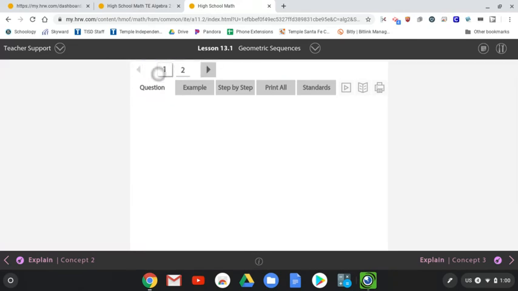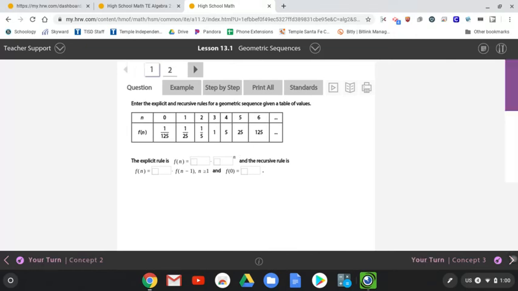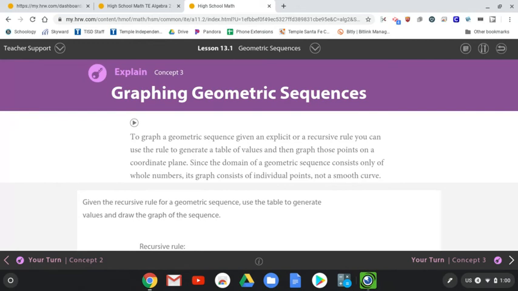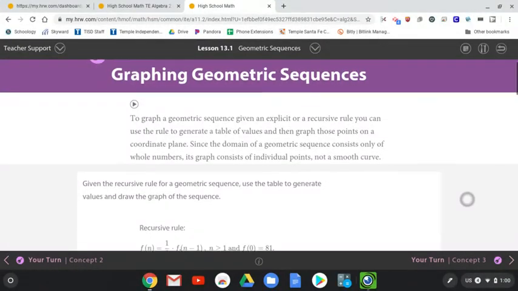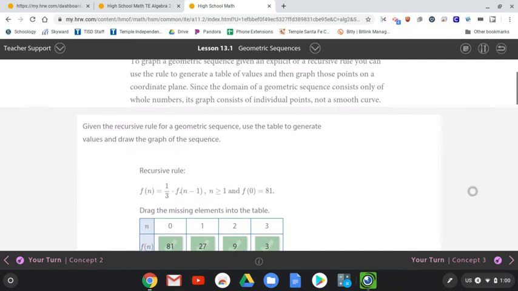And then the first other problem here is the table and the blanks. Okay, to graph a geometric sequence given an explicit or a recursive rule, you can use the rule to generate a table of values and then graph those points on a coordinate plane. Since the domain of a geometric sequence consists only of whole numbers, its graph consists of individual points, not a smooth curve.